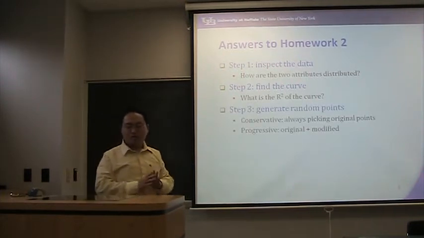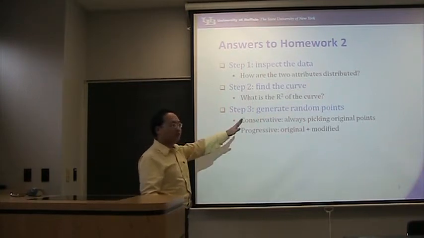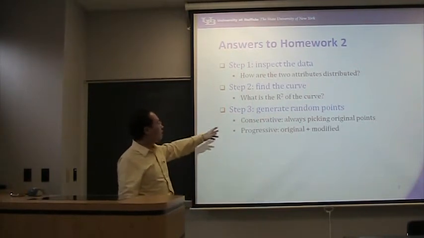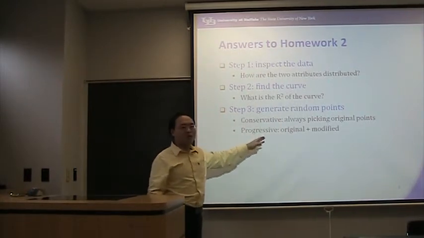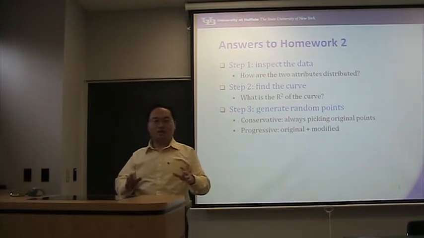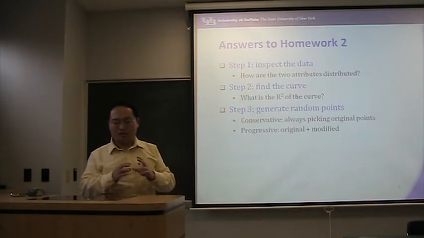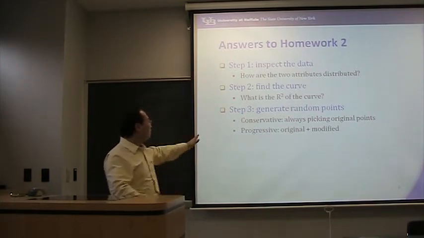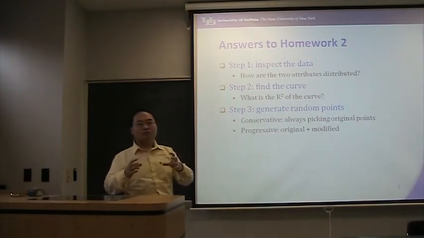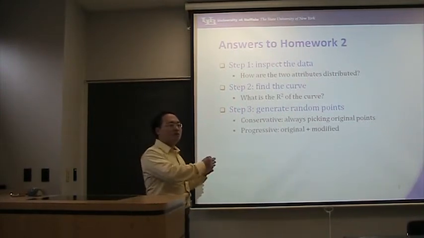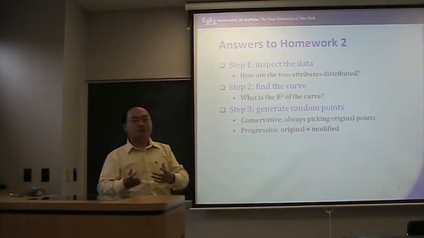The third step will be to generate those random points. So you have a curve, right? You find a curve. And there are 2 ways to generate these points. The first way is the conservative way, which was done by, I think, like Patrick. Like you were the one who suggested this. In this conservative way, for every point in the 5,000 points, you just randomly pick an existing point out of those 1,000 points I gave you.